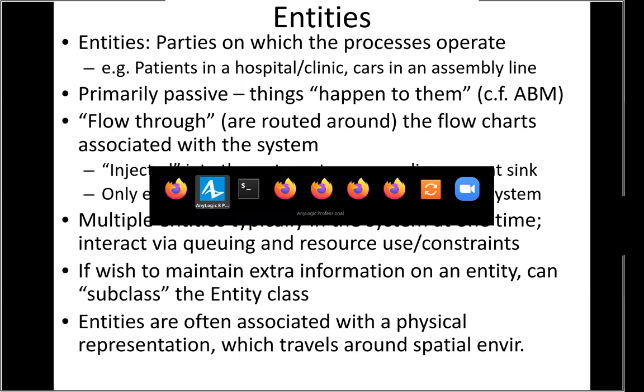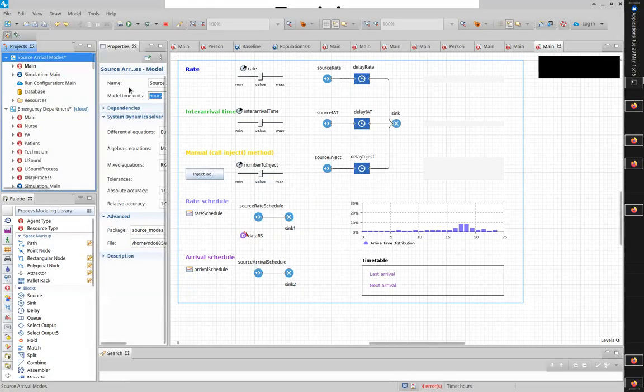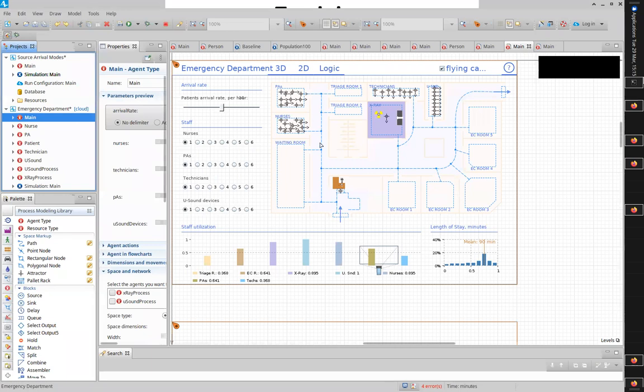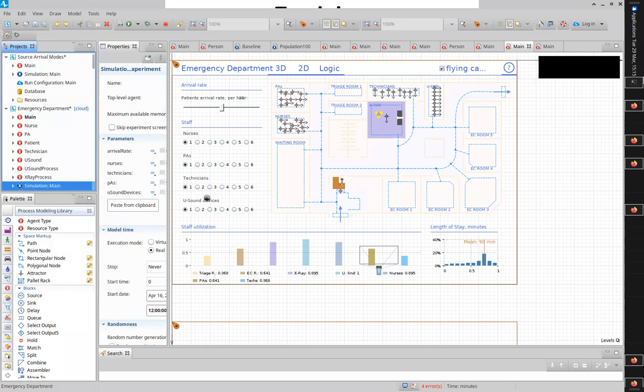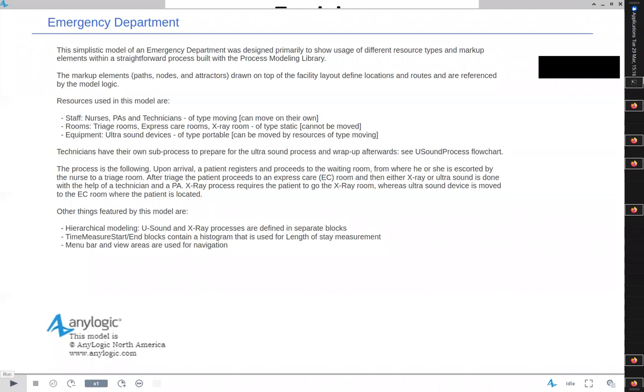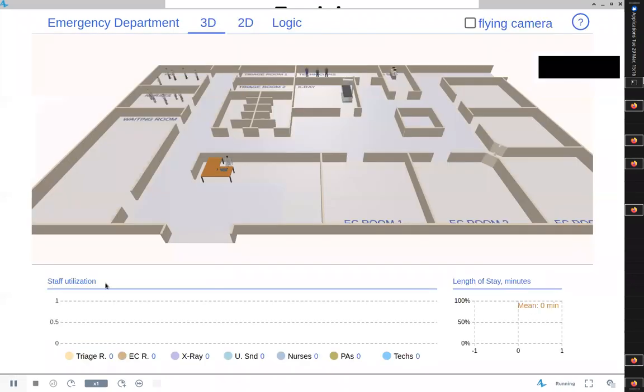So the first of those two types is entities. Those are the parties on which this operates. Those are the ones who are going through this system in the emergency department. There we go. Who are flowing through this. So if we run this, you'll see these ones coming in and going to the waiting room, for example. They are flowing through this system. So here are the nurses and the physician's assistants who are ready to serve them. And here's a patient being seen, for example.